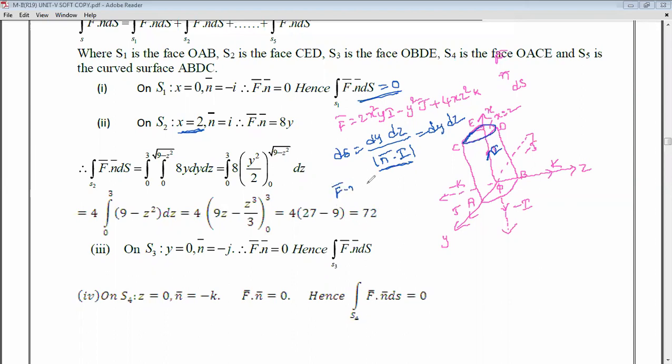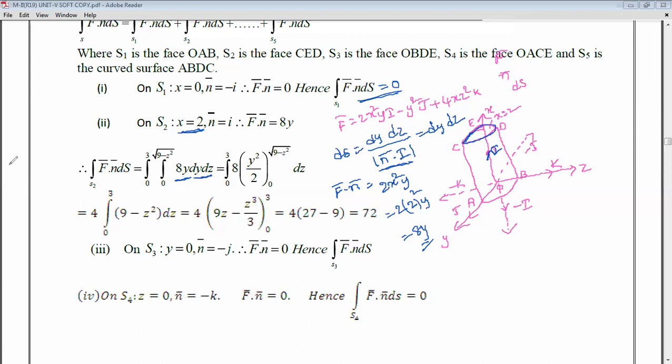F bar dot n bar is nothing but, n bar here is having i m. So the i coefficient is nothing but, here it is having 2x square y, but there x is equal to 2. So 2 into 2 square into y, so this is nothing but 2 cube, 8y. So f bar dot n bar is equal to 8y. That's why we wrote 8y dy dz.